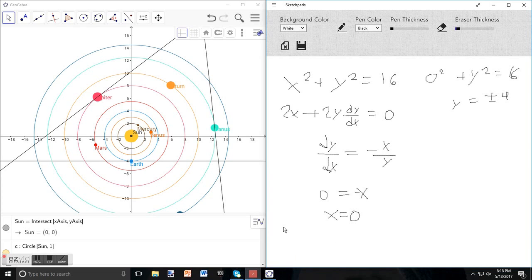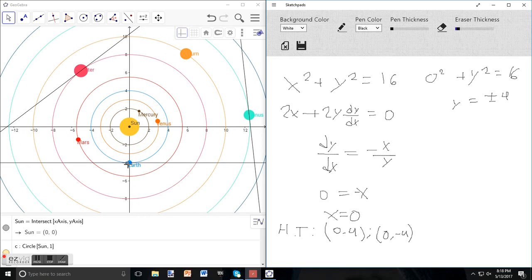And so our horizontal tangents are at 0 and 4, and 0 and negative 4. You can just convert this to the graph at negative 4 and 4.